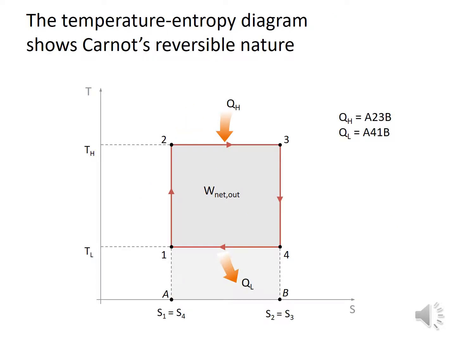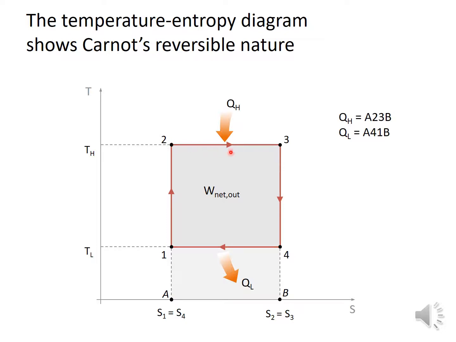Another very interesting diagram here is the temperature versus entropy diagram. Again we have the highest temperature where we have heat addition, and the lowest temperature where we have heat rejection. We start at 1, compressing the gas to 2. From 2 we add some heat isothermally, and from 3 we have an expansion process to 4, and from 4 we have an isothermal compression back to 1 where we reject some of the heat.